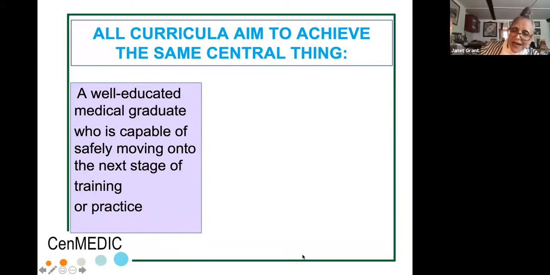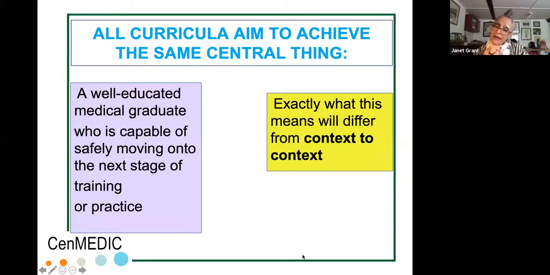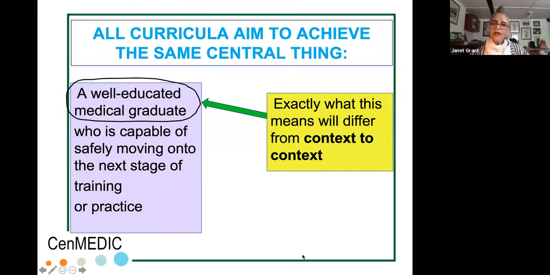You cannot expect to have an influence for much longer than that, because then postgraduate training, the healthcare service, all sorts of things take over. So you must be able to say, yes, they are capable of moving on to the next stage, whatever that happens to be. And because of all the differences we've talked about, exactly what this means will be different from context to context. A well-educated medical graduate has different definitions in different places. What they're moving on to and what capabilities they must have differ from place to place.